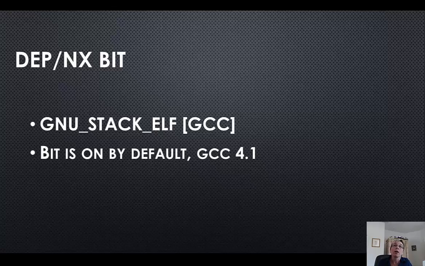Now, these types of protections are turned on by default now, say in the GNU compiler, and so anything 4.1 and greater is going to have NX bit turned on by default. So anything that you want to compile, you would have to explicitly turn this off if you did not want the non-executable bits set.